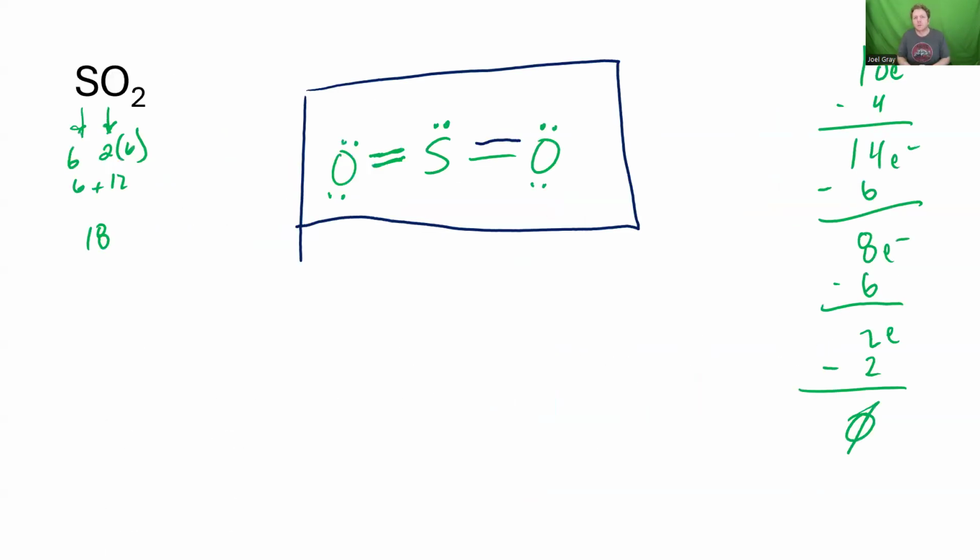Then SO2, sulfur dioxide. 1 sulfur, 2 oxygens. We use the prefixes. Why do we use the prefixes on all of these compounds? Because these are covalent or molecular compounds.